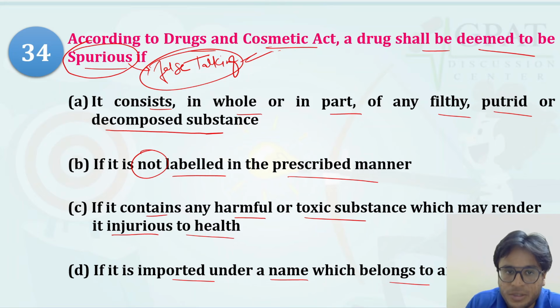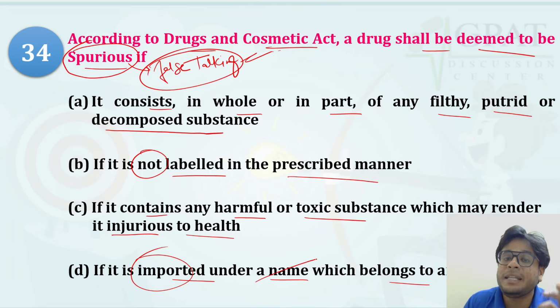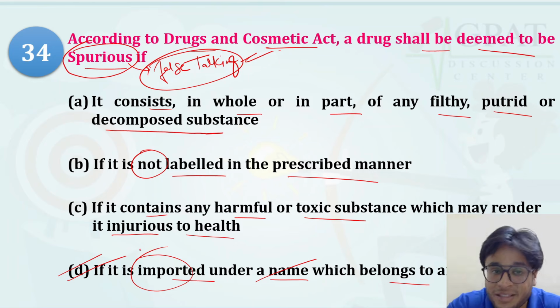So what option is correct for that particular question? The import of a drug, if done under the name of a drug that belongs to another drug. We are importing a different drug but it is imported under the name of some other drug, so we are mainly communicating something false to the government. That's why it comes under the category of spurious drugs. Okay, so D is going to be the answer.